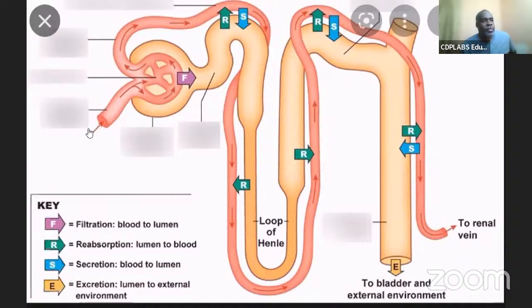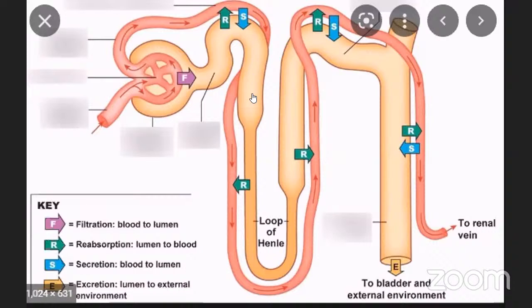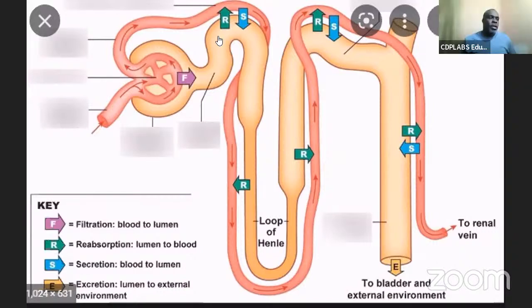Now, if you look at the arrow here, the purple one, it speaks about the filtration. Blood, lumen, the empty space. Now, this says that there's reabsorption taking place. Good? So we see that reabsorption takes place at the proximal convoluted tubule. So you probably want to ask now, what is being reabsorbed at the proximal convoluted tubule? You can look at that.